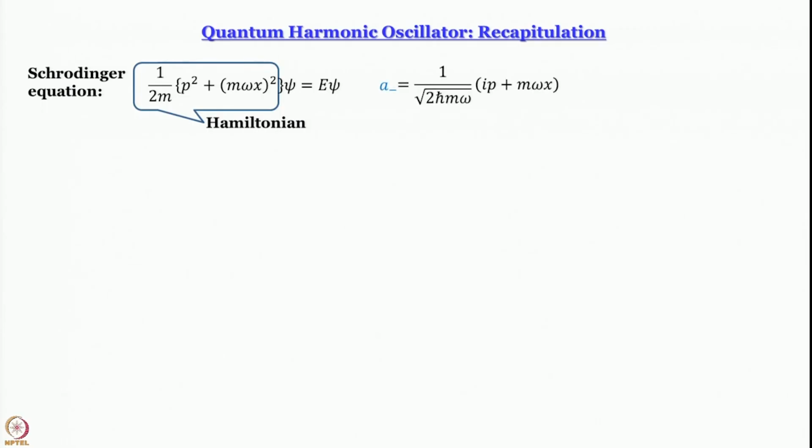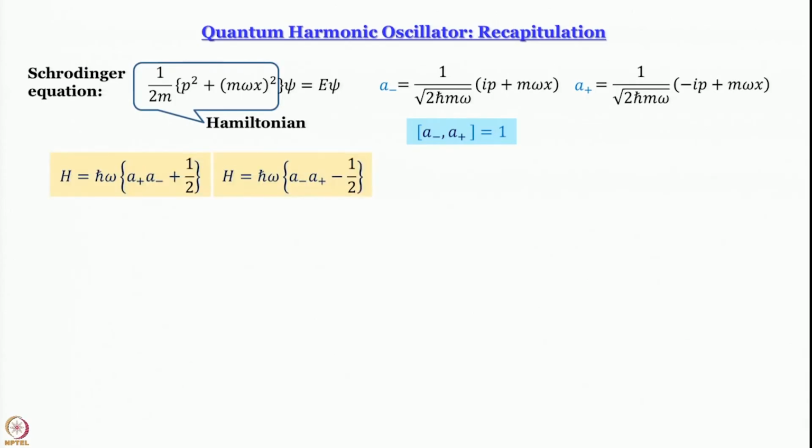Then we have introduced, and we have talked at length about this over the last 2 or 3 modules, 2 operators, A minus and A plus. These are called ladder operators, and we have studied various aspects of them. First of which is that the commutator between A minus and A plus is 1. Hence, we have learned how we can rewrite the Hamiltonian, this time in terms of the ladder operators.